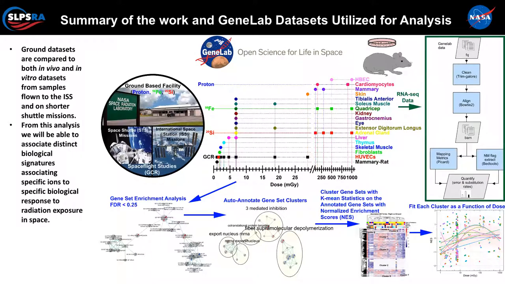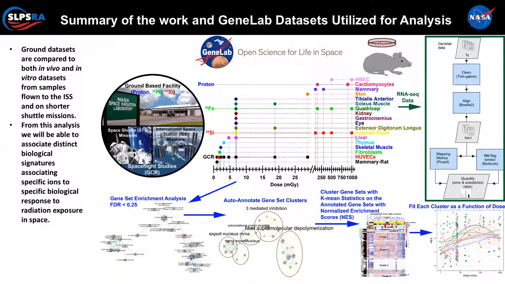A summary of this work, really quickly, is that there are simulated ground studies done with space radiation at Brookhaven National Lab at the NSRL. And then there are also, of course, samples that are flown to the ISS, and the older experiments that were done on the space shuttle. Within these are different tissues collected from mice that are summarized here, and also in vitro experiments that were done in human cells, as you see here.